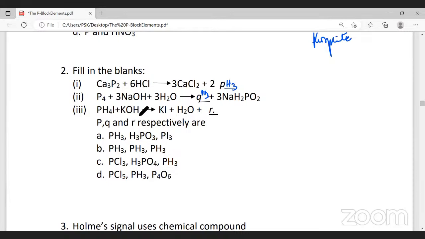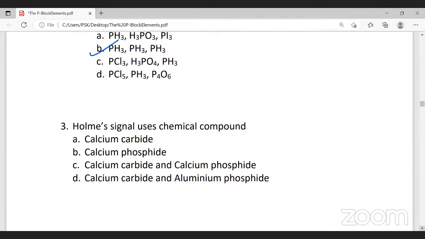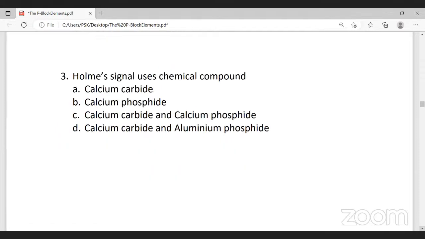PH4I, when heated with potassium hydroxide, KI is formed, and water is formed. Again, this R is PH3 here. Therefore, P, Q and R is nothing but PH3, phosphine. Holmes' signal, this is an important question for your PUC as well as your competitive exams. Holmes' signal is this chemical compound.